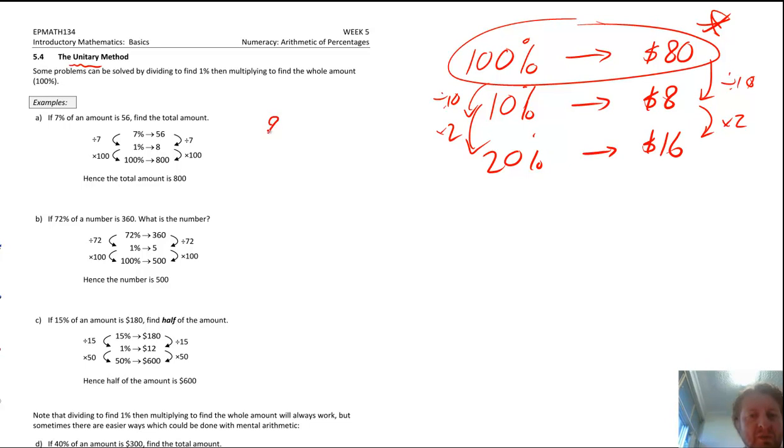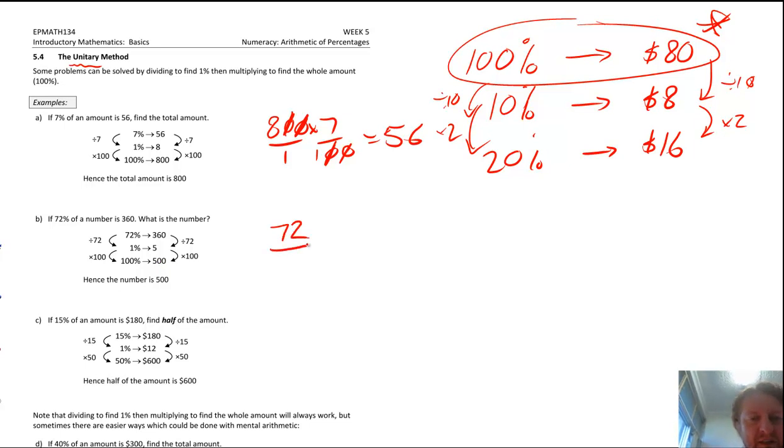Let's confirm my answer. What is 800 times 7%? Well, let's convert to fractions. Let's lose 2 zeros off the bottom and 2 zeros off the top. It's 56 on 1. Yep, I was correct. The next one says 72% of a number is 360. Fine. 72% is worth 360. Hence, let's always just divide by 72 to get down to 1, the unitary method. But if you're going to divide the left by 72, you've got to divide the right by 72. And then to get from 1 to 100, you times by 100. To get from 5 to 500, yeah, we times by 100. Great, the original number was 500.